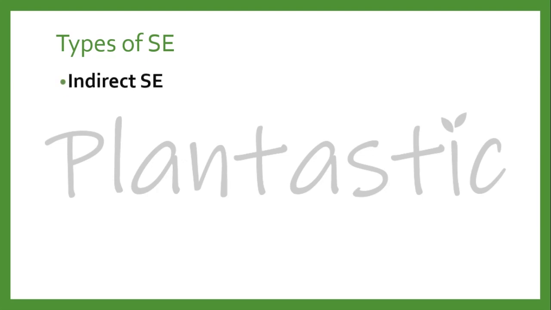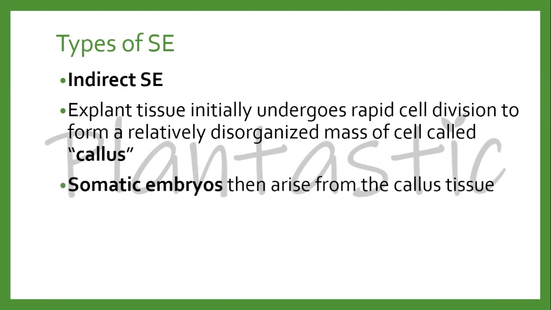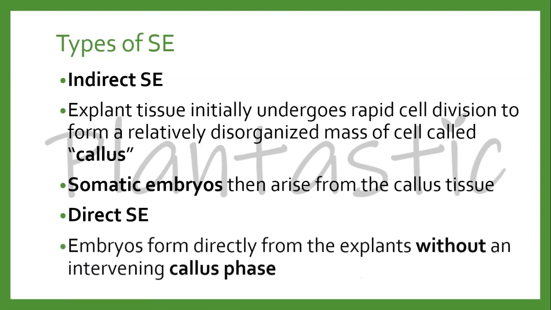There are two types of somatic embryogenesis. First, indirect somatic embryogenesis, in which the explant initially undergoes rapid cell division to form a relatively disorganized mass of cells called callus. Somatic embryos then arise from the callus tissue. The second type is direct somatic embryogenesis, in which embryos are formed directly from the explant without an intervening callus phase.